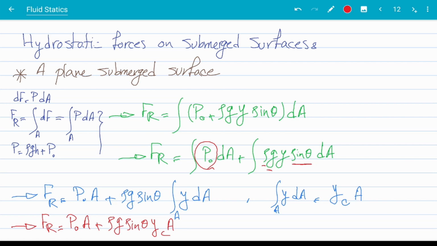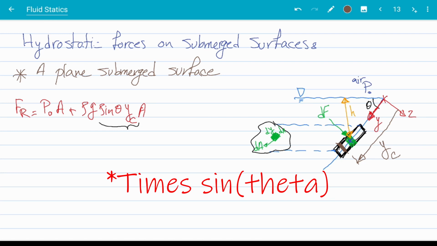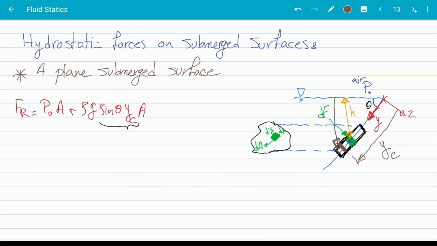This is a good equation, but we are not done yet. All right, so back to our initial sketch. This term here, YC times sine theta, what is that? Now, YC is the location or the y component of the centroid of this plate. Somewhere maybe here. Maybe this is YC. Now, YC times sine theta is the depth of the centroid of this plate. We can show that with HC.